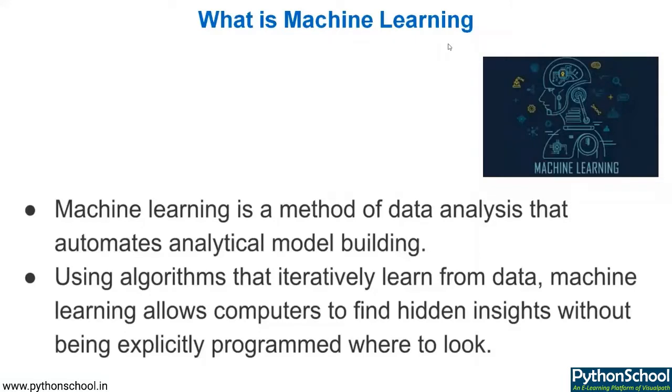So what is machine learning? Machine learning is a method of data analysis that automates analytical model building. Using algorithms that iteratively learn from data, machine learning allows computers to find hidden insights without being explicitly programmed where to look. So it tries to find hidden insights within the data.